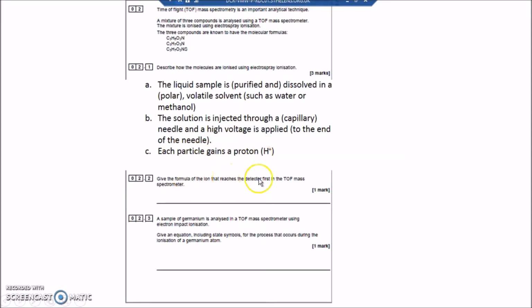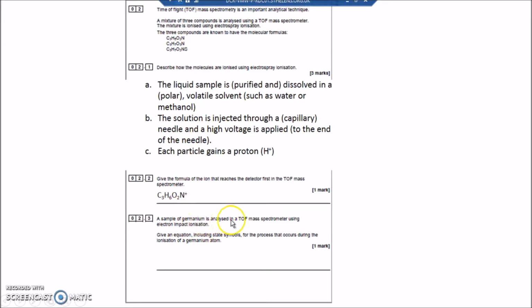Give the formula of the ion that reaches the detector first in the time-of-flight mass spectrometer. Well, it's going to be this one. It's going to be the lightest one. The lightest ones travel the fastest. It's going to hit the detector first, C3H5O2N. But remember, it's gained a proton. It's gained an H+, so it's now C3H6O2N with a plus.